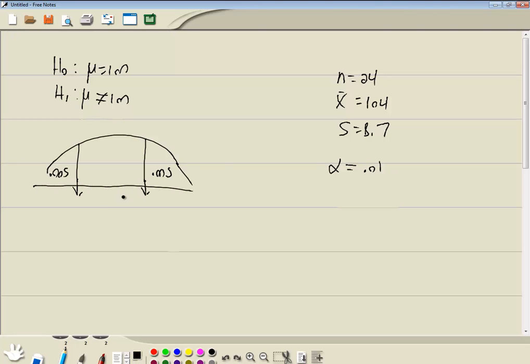We're going to have two critical values. We're going to need to look this up using our degree of freedom, which will be 1 less than n, which is 23. And if 1% is in the tail, then this will be 99%. Not that we need that, but okay.